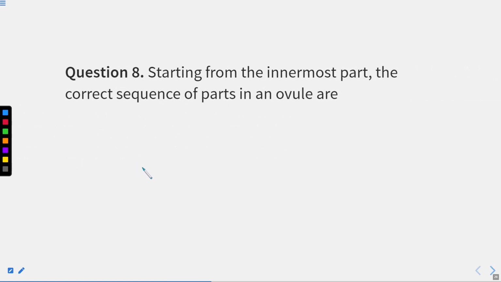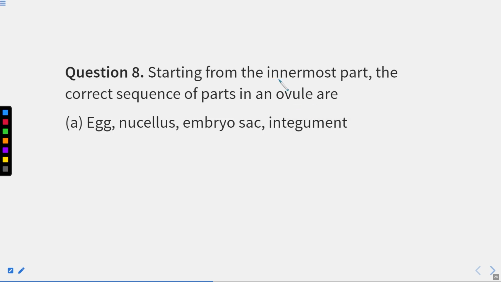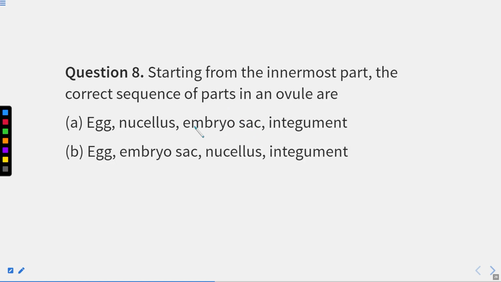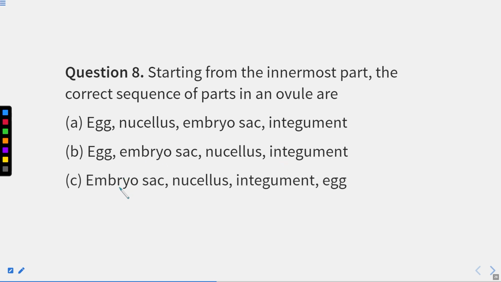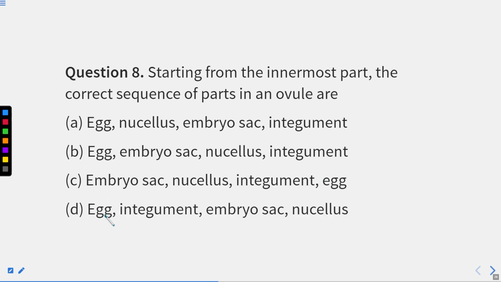Now question number 3. Starting from the innermost part, the correct sequence of parts in an ovule is: option A, egg, nucellus, embryo sac, and integument. Option B is egg, embryo sac, nucellus, and integument. Option C is embryo sac, nucellus, integument, and egg. Option D is egg, integument, embryo sac, and nucellus.